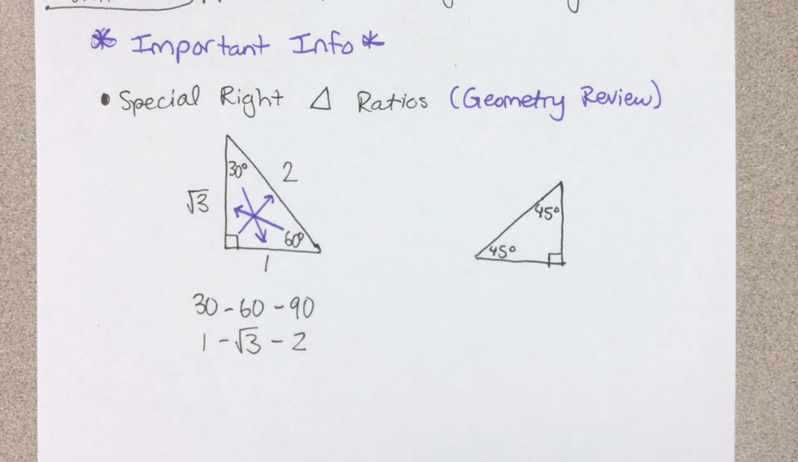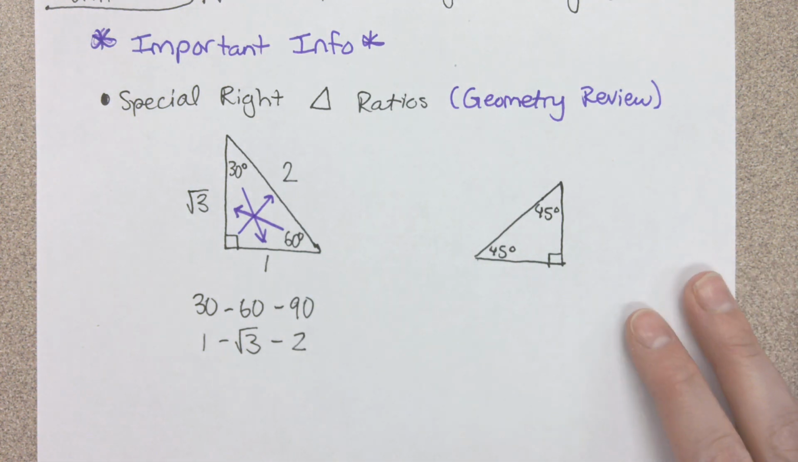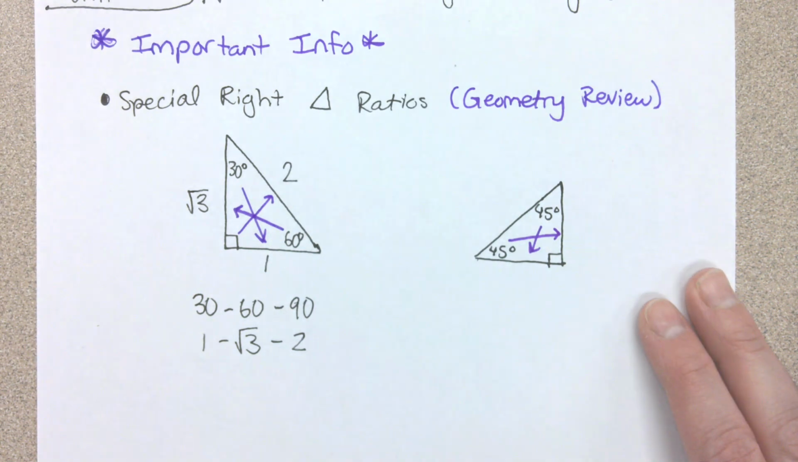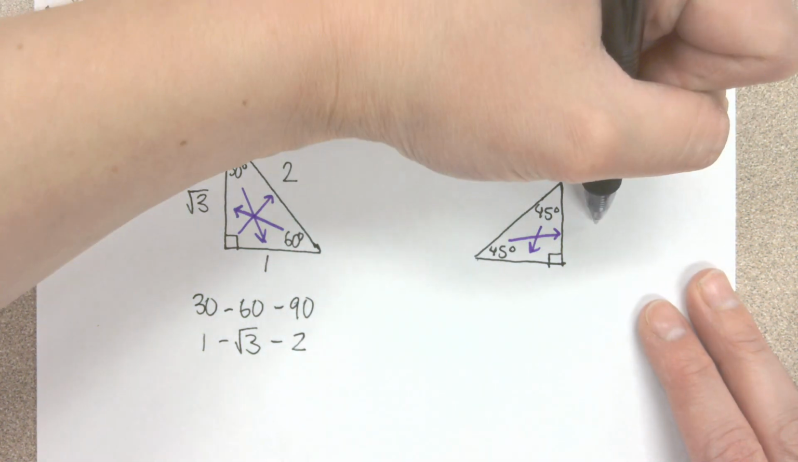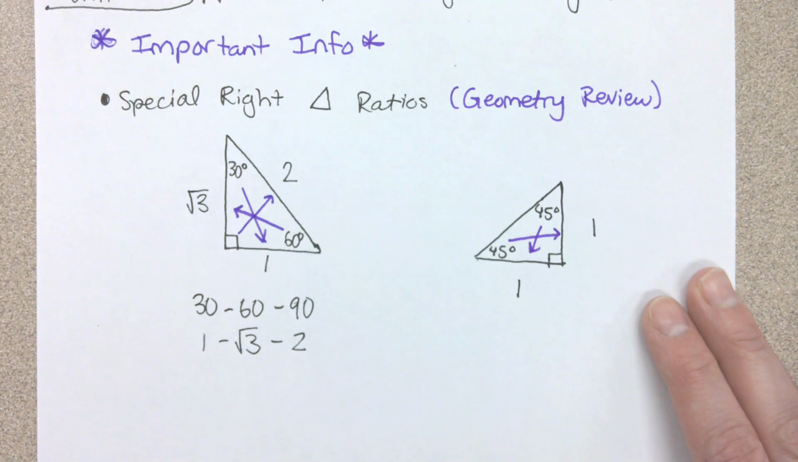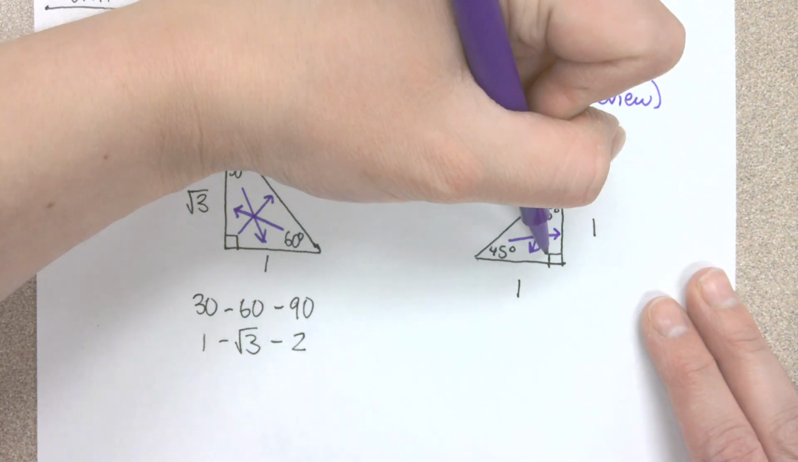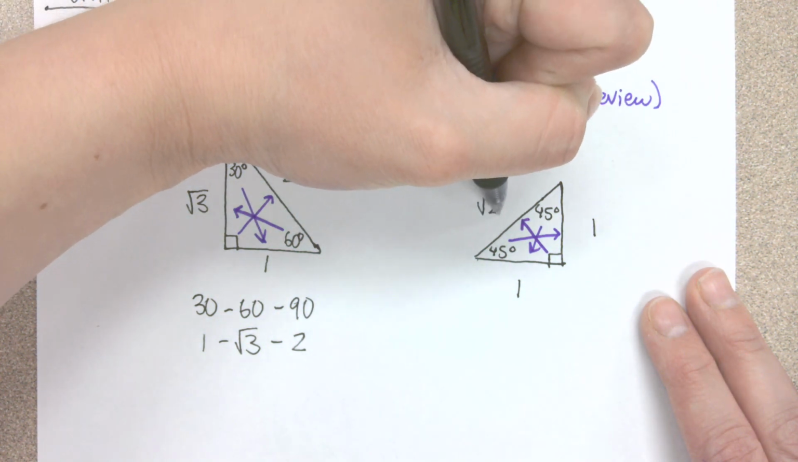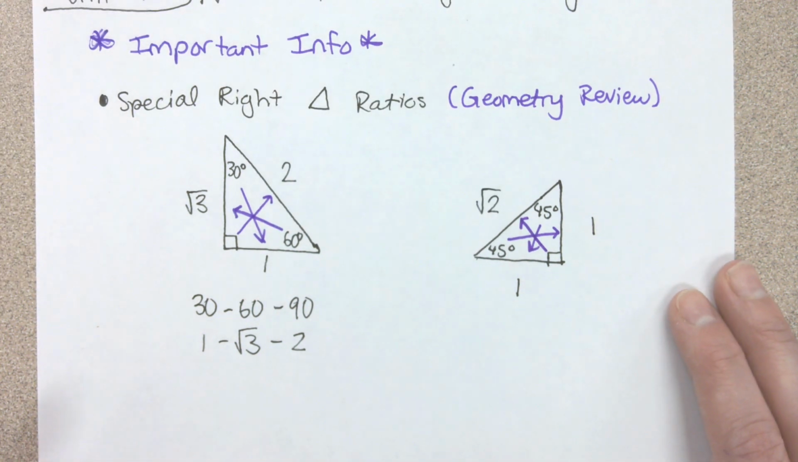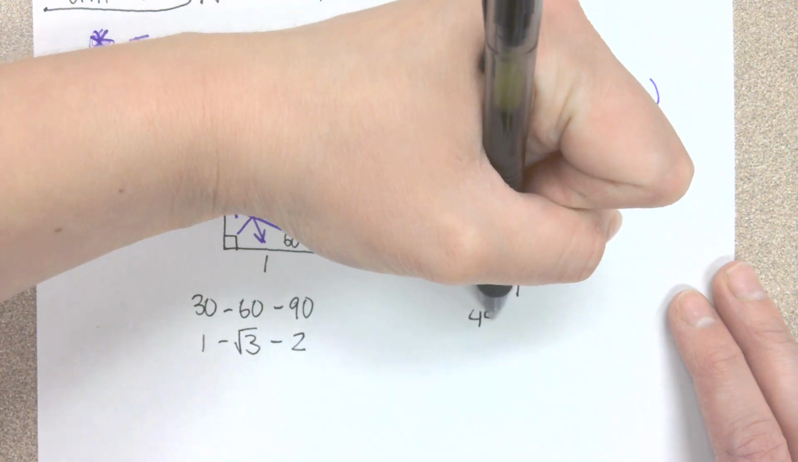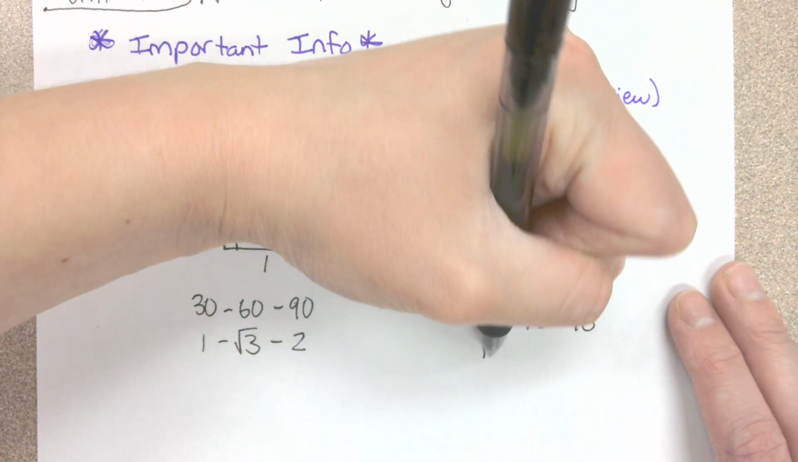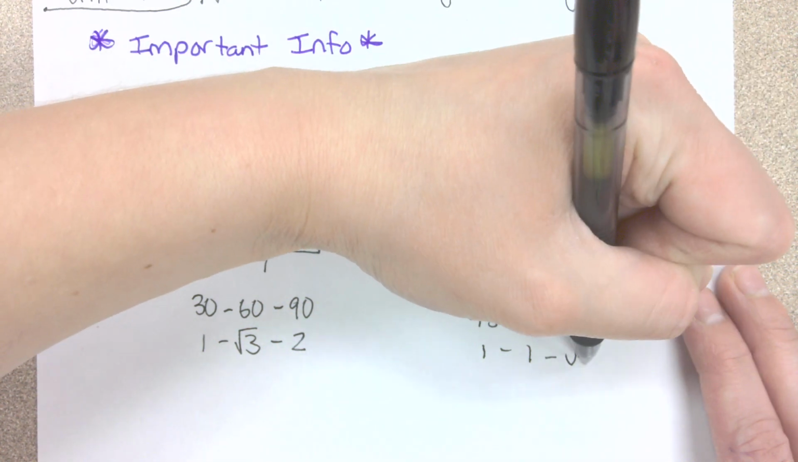45, 45, 90 is easier to remember because two of these sides are exactly the same. The sides across from the 45 degrees are going to be the exact same length. They're both going to be length 1. And the side across from the 90 has length square root 2. So a 45, 45, 90 triangle has sides 1, 1, rad 2, square root 2.